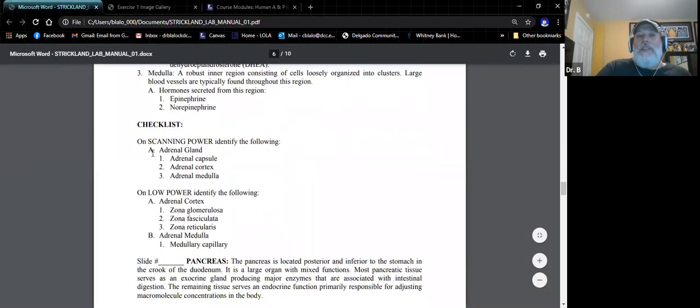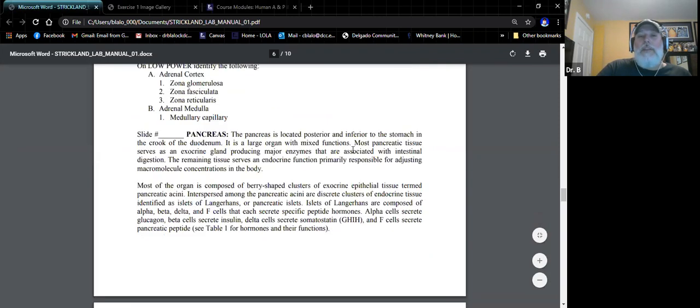So make sure you can identify the capsule, the cortex, and the medulla, and then I'll be able to identify those three different zones and the medullary cavity. Don't worry about the capillary itself, just be able to do the adrenal medulla.